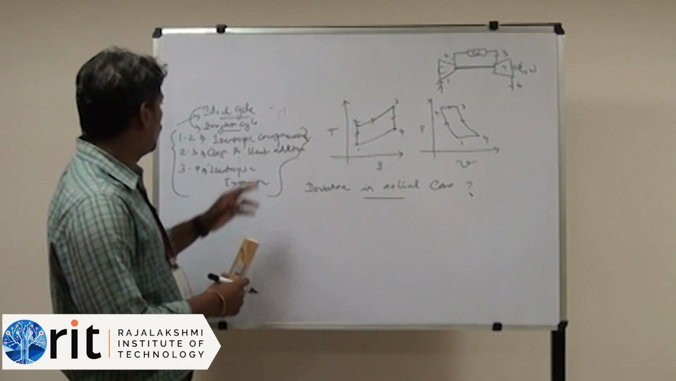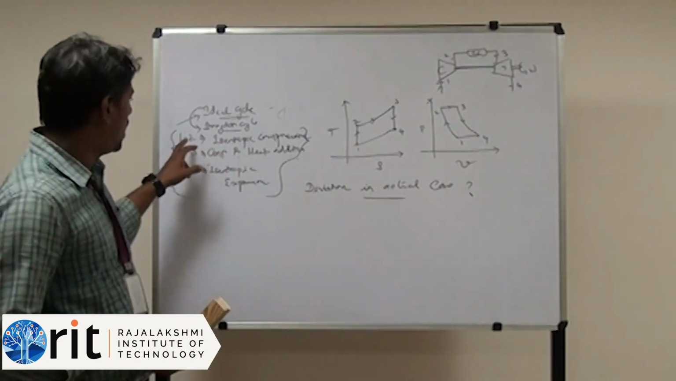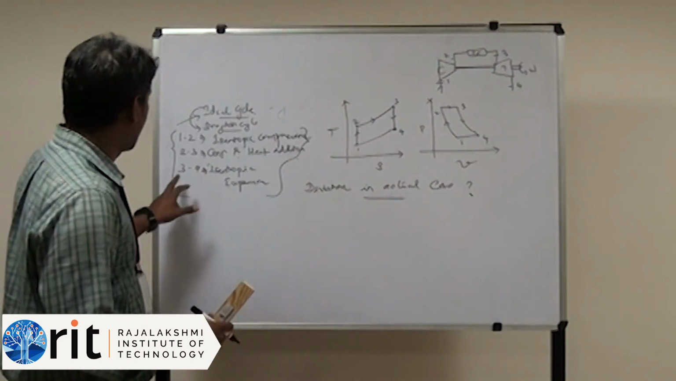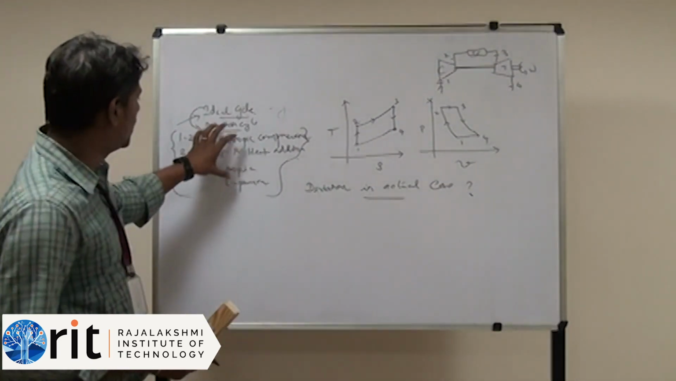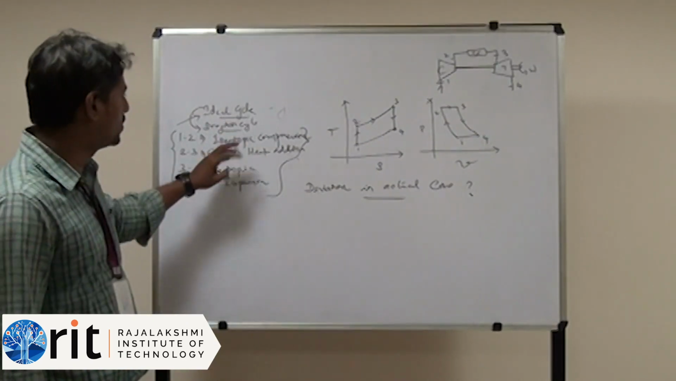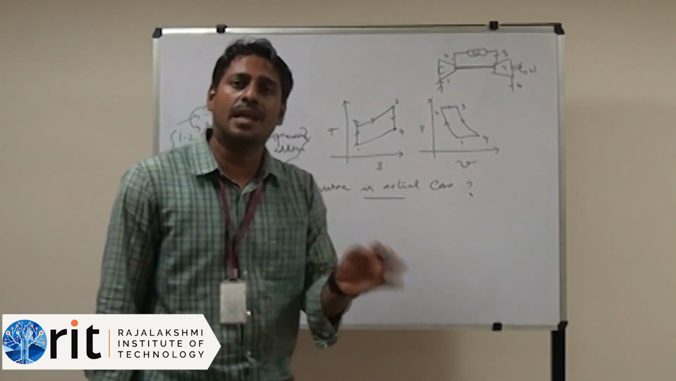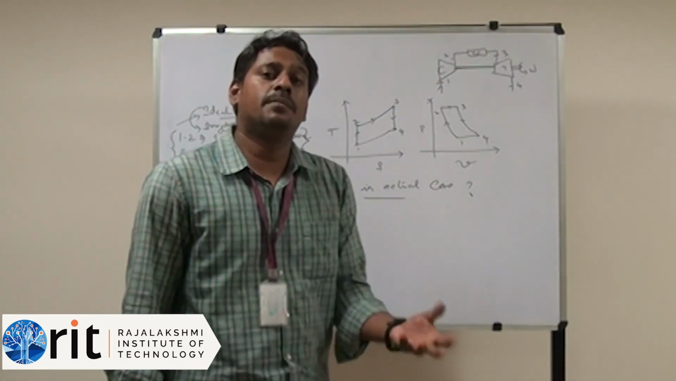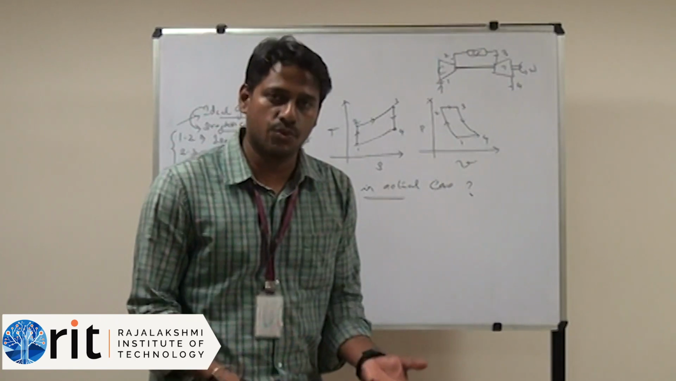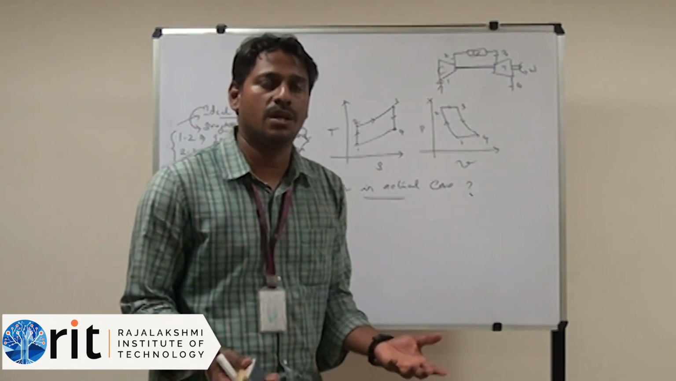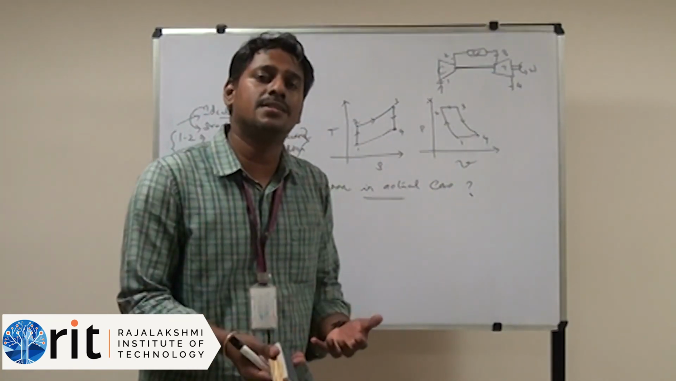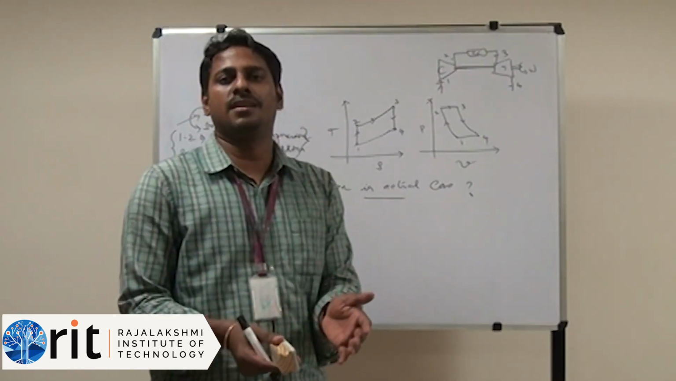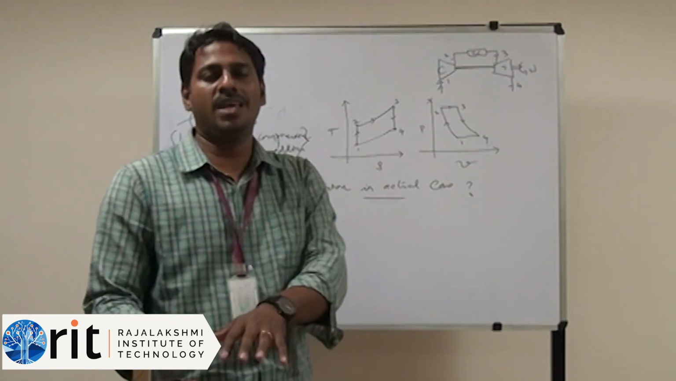Here, 1 to 2 is isentropic compression, 2 to 3 is constant pressure heat addition, and 3 to 4 is isentropic expansion. Out of these three processes, two are isentropic. What is meant by isentropic? Isentropic is nothing but a reversible adiabatic process. Adiabatic process means there is no heat transfer. How is heat generated inside a system? By means of friction. So if there is friction, there will be heat generation, and if there is heat generation, definitely there will be heat loss.